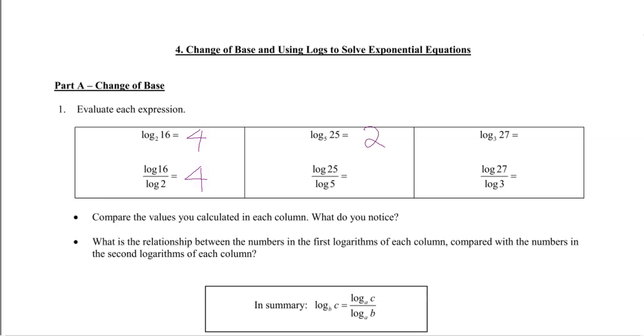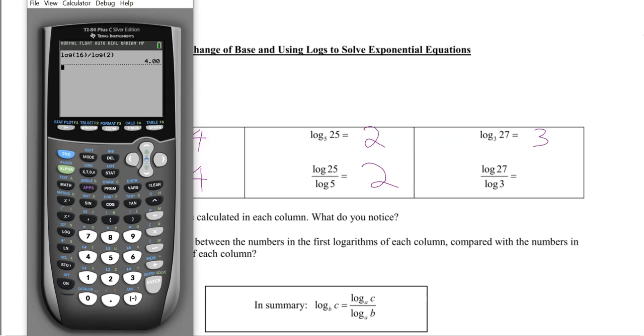Log base 5 of 25. Okay, 5 to the what will give you 25? 2. And work out log 25 divided by log 5. So calculator says 2. What is log base 3 of 27? 3. Right? In other words, 3 to the what is 27? So 3. What's log 27 divided by log 3? So 3. We see a pattern here.